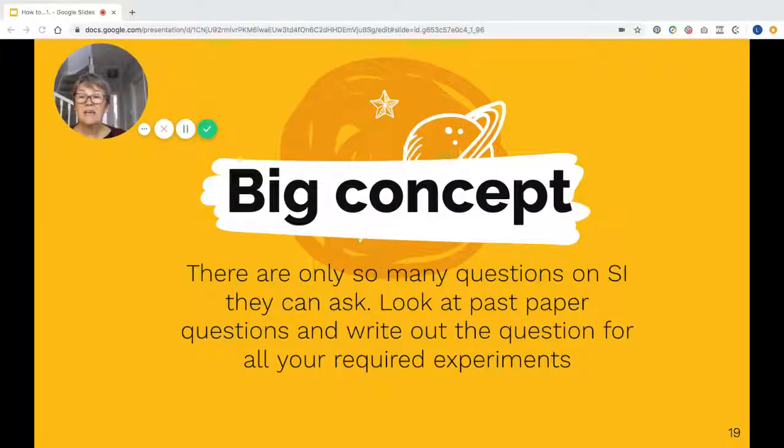So finally, there are only so many questions they can ask you about scientific investigation skills. It's worth looking at past papers and seeing the sorts of questions there and applying them to all the required practicals that you do. So that's it for me. That's a look at scientific investigation skills. I promise it's worth learning, and spend 40% of your time learning these skills because it's worth 40% of your marks.